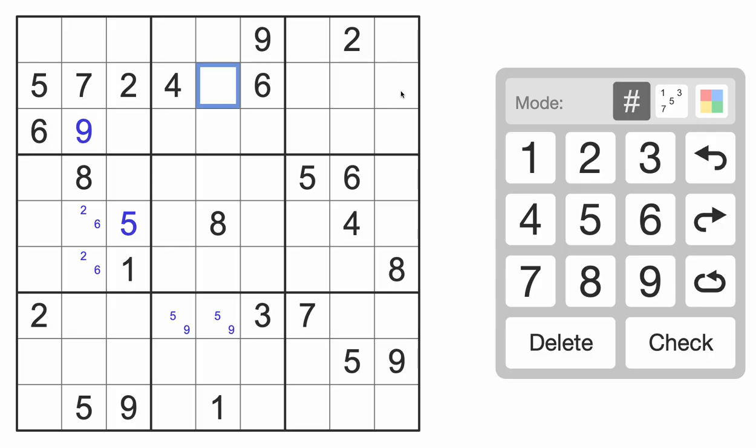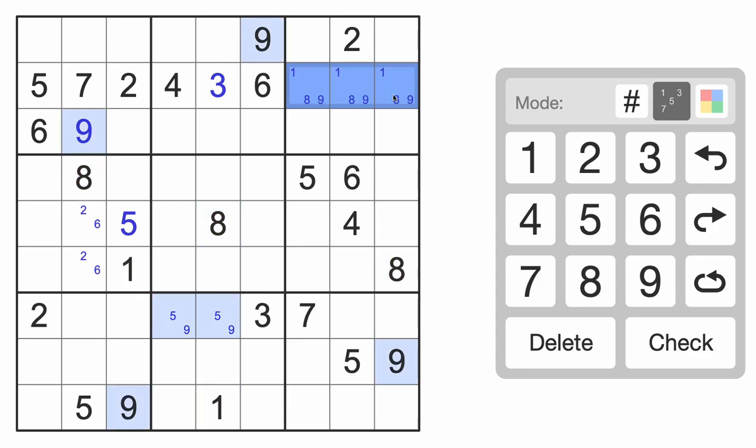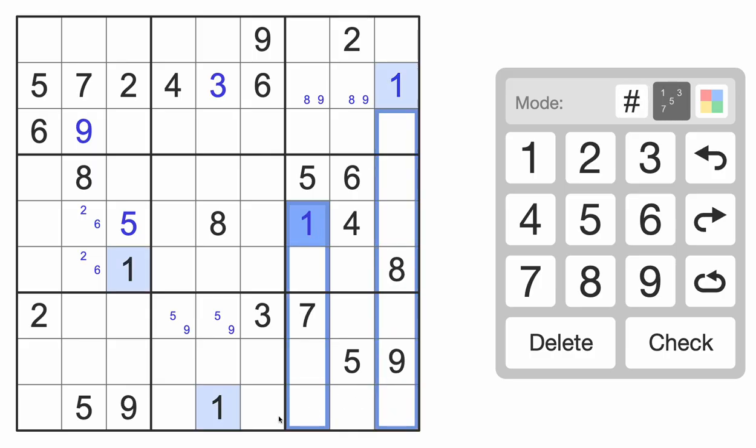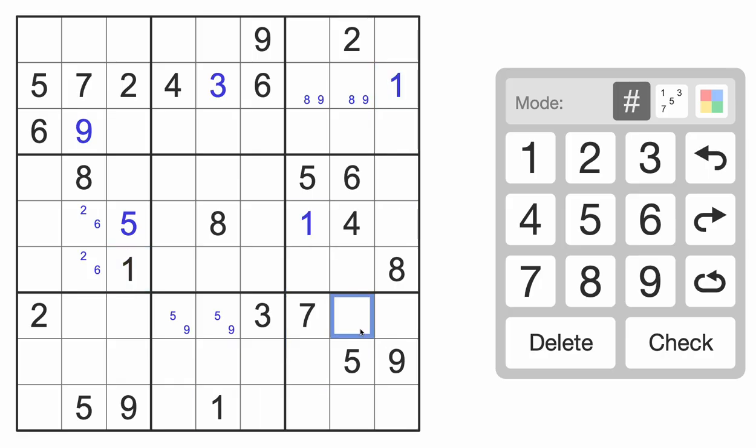This row is missing 1, 3, 8, 9. Let me put all of them here because this cell is blocked by 1, 8, 9. So this can only be 3. And now these 3 cells will be 1, 8, 9. Here's 8 and 9, which block this cell. Gives me 1 here. And that 1 lets me place 1 in box 6, which will be here. And this 1 lets me place 1 in box 9, which will be here.